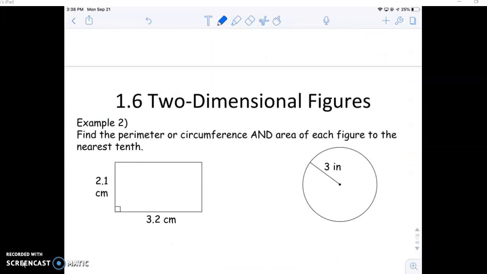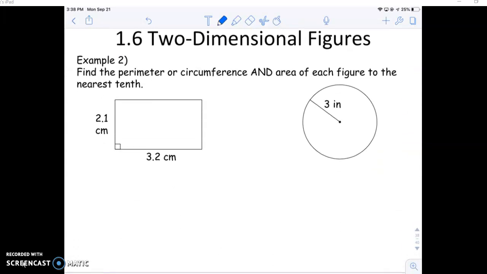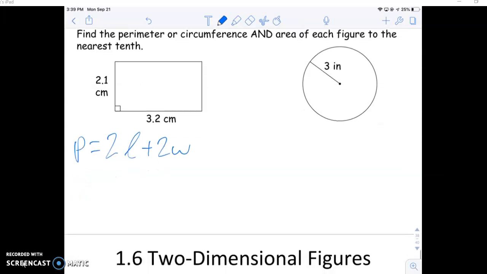Next, it asks us to find the perimeter or circumference and the area of each figure to the nearest tenth. Alright, so real quick, perimeter of that rectangle. The perimeter is 2L plus 2W. So we get 2 times the length, which is 3.2, and 2 times W, which is 2.1. If you simplified everything and added those together, you would get 10.6 cm.